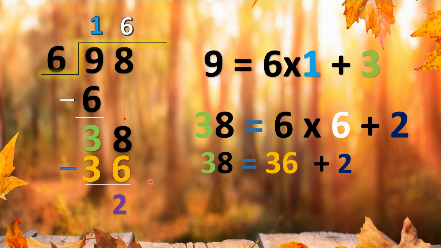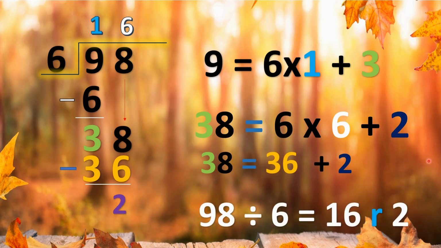That's the process we will build on when we'll be dealing with numbers greater than 100, 3 digits, 4 digits. The principle is the same. So we tidy this up and we have 98 divided by 6 is 16, remainder 2.